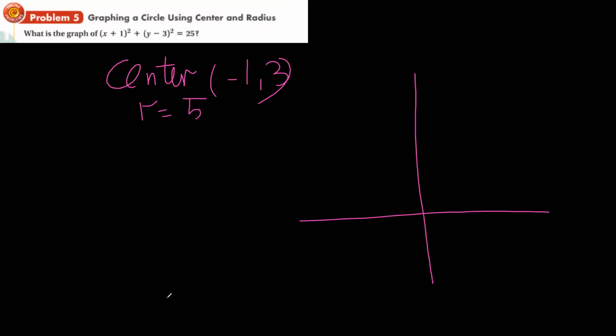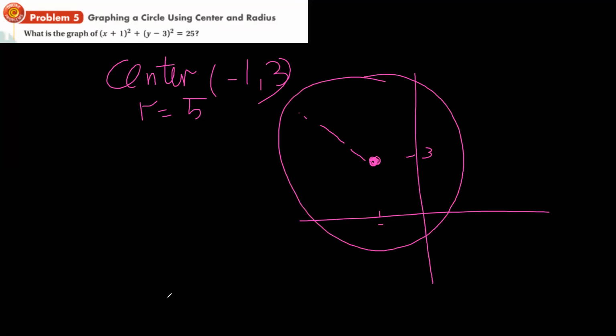It's negative 1, 3. Thank you. And the radius? 5. So if you want now to draw the circle, where's negative 1, 3? It is here and here. So this will be the center of the circle. Then after that, this will be my circle. Is it clear? Yes. Thank you. Okay.